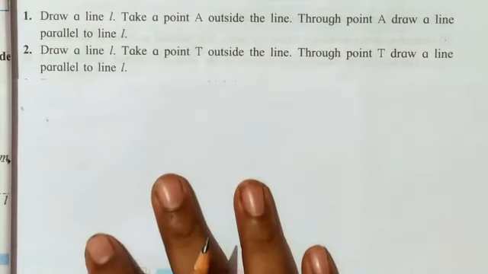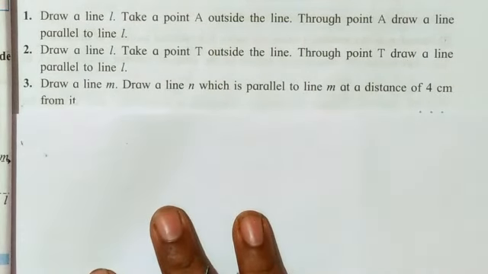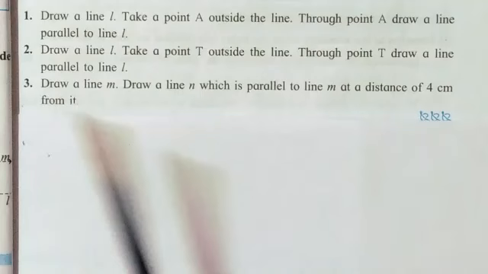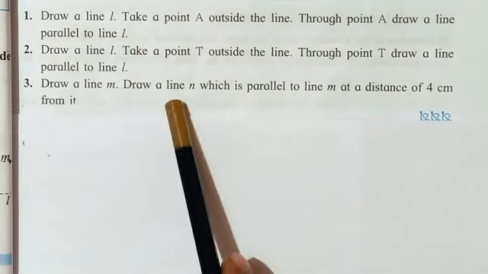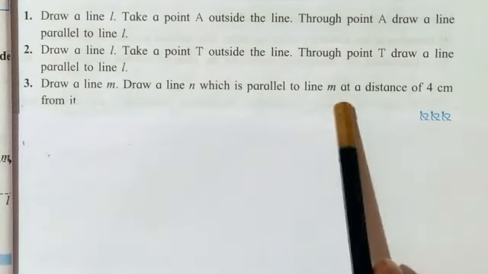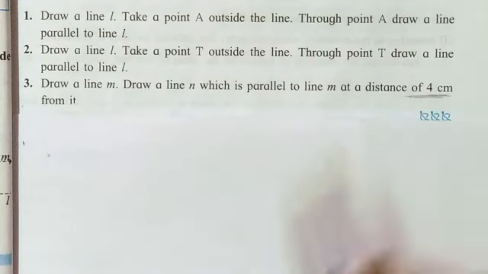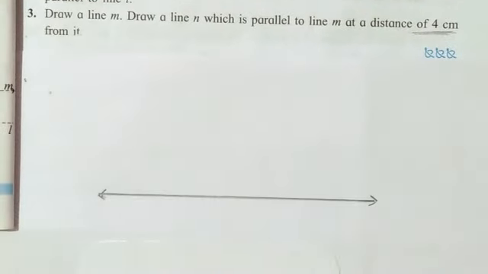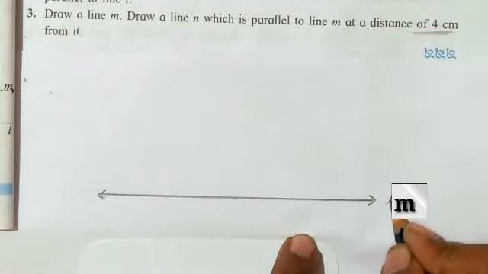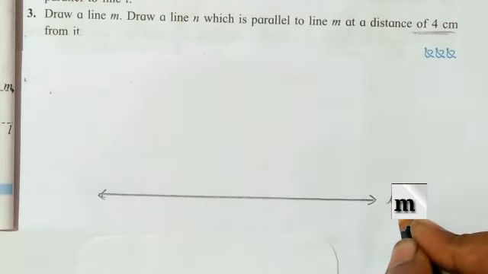Now let's move towards our third most important question, which is a little bit different. Here we have to draw the line M and draw the line N, which is parallel to the line M at a distance of 4 cm. It means they have given us the gap between the two parallel lines. So just see it. This is one of the lines. Suppose this one is the line M which I have drawn over the paper.